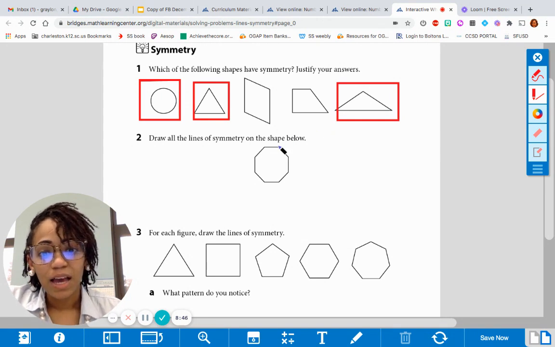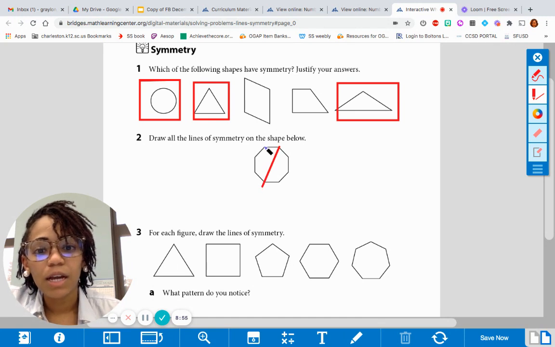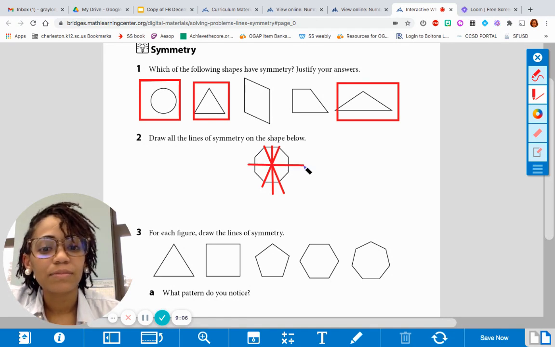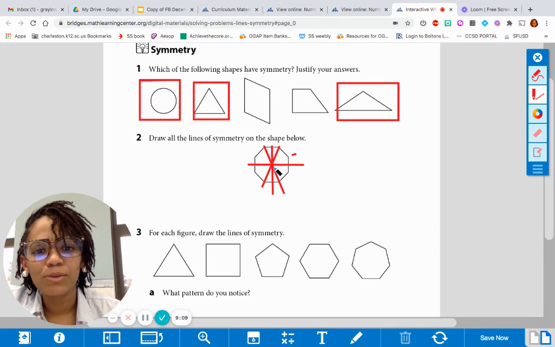Let's see. I know this would be a line of symmetry here between those 2 corners. And I guess I can make it go longer. I know this would be a line of symmetry here, those 2 corners. I can fold it down the middle. So far we have 3. I can fold it across the middle here. I can fold it at these 2 corners. I can fold it at these 2 corners. And I could even fold it in between those corners and in between these corners.